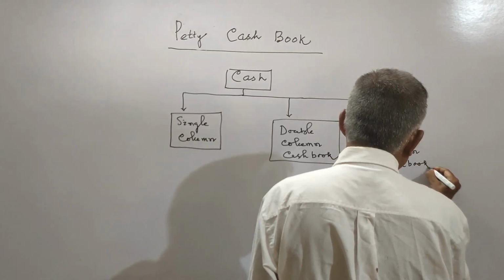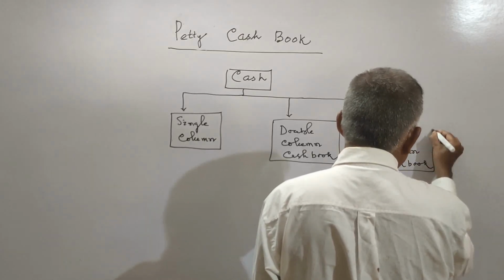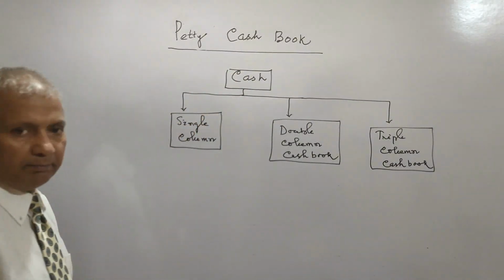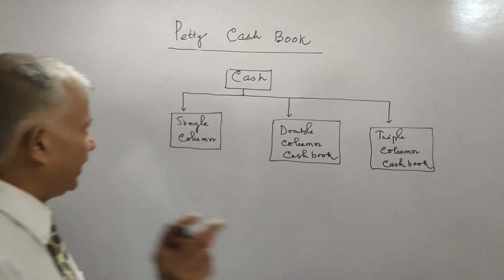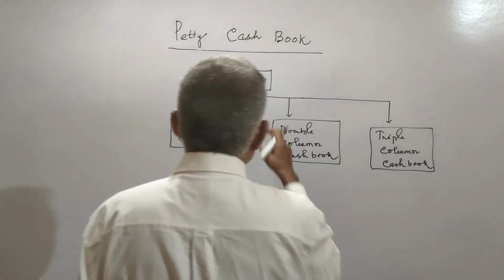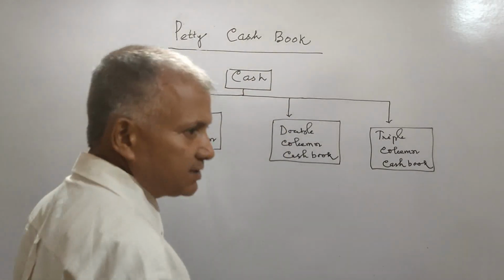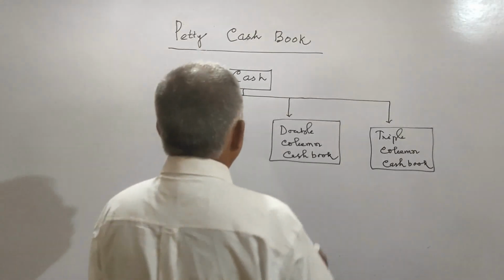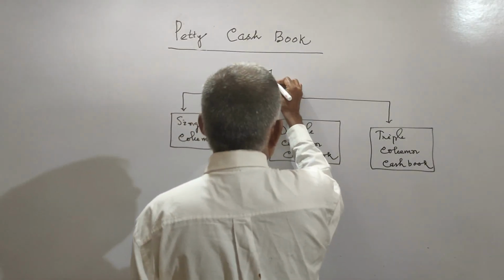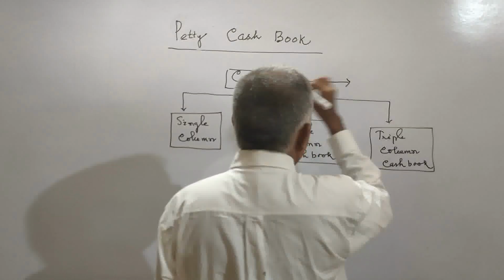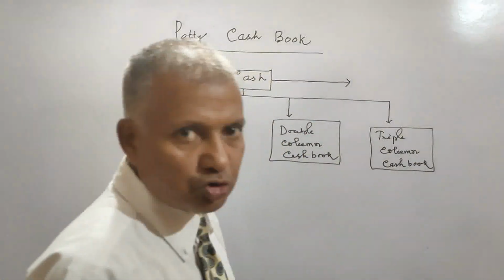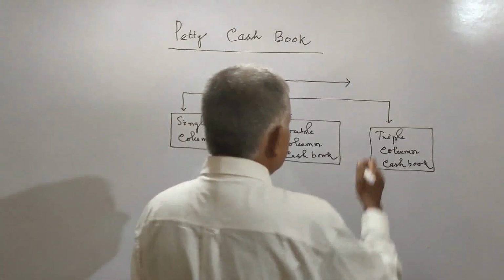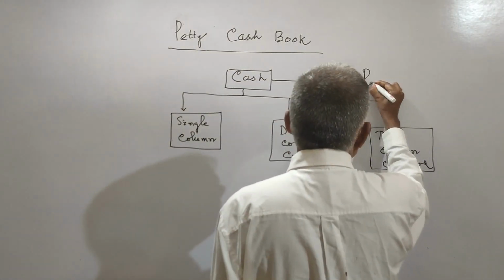These are the varieties of cash book, and this cash book is maintained by the main cashier, the head cashier. The head cashier maintains that cash book, and this is your general cash book. So apart from this cash book, another cash book which is also a subsidiary book, that is your petty cash book.